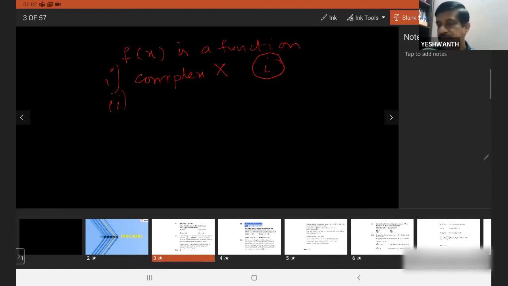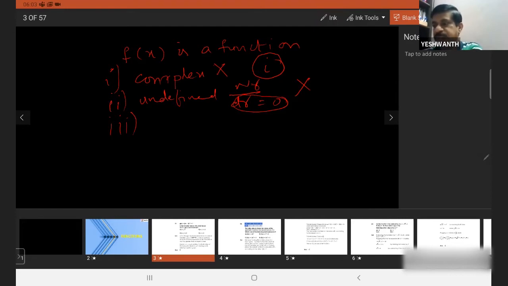Second, it should not become undefined. It becomes undefined when the denominator is equal to 0, which is not accepted. It means the denominator should not be equal to 0. Third, it should not be a function where it's not valid or not defined. Such things can happen with special functions like trigonometric or logarithmic functions. Satisfying these three rules, whatever values of x we get for that function are called the domain, the values of x. With this knowledge, let us start the problem solving of functions.